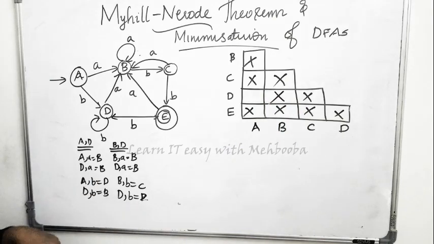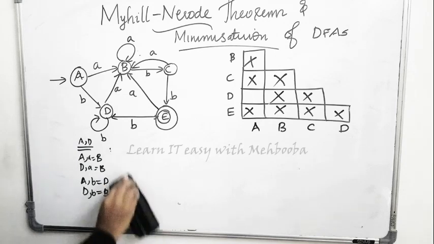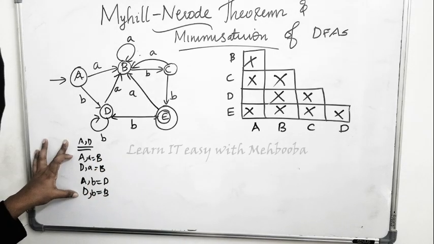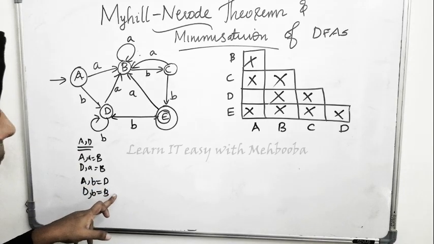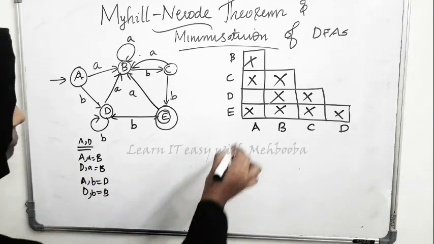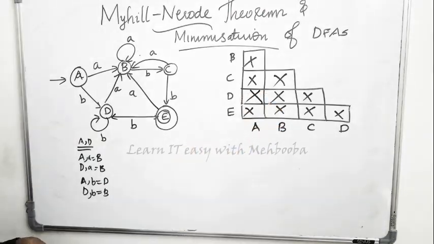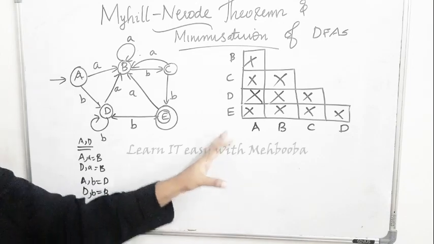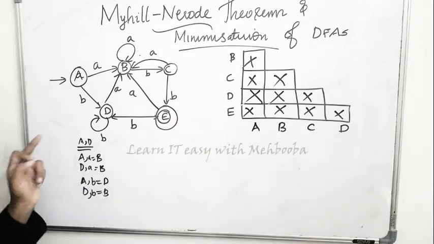Okay. Now, this is avoided. Now coming to this stage, AD. Now AD, the output pairs are BD. BD has already been marked, so I can also mark AD. So this means that there are no states which are equivalent in this DFA. So state remaining as AD.